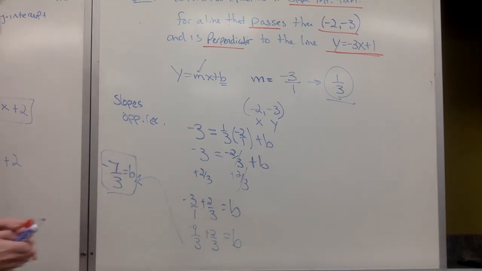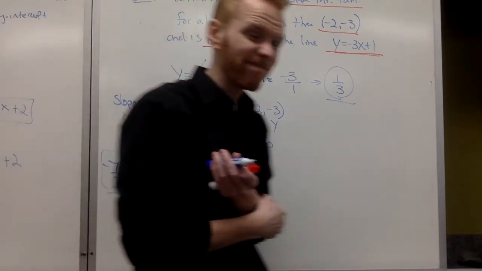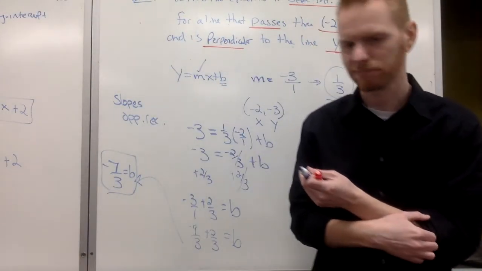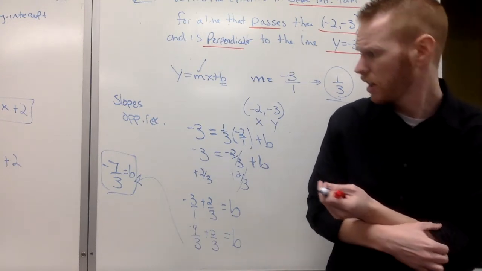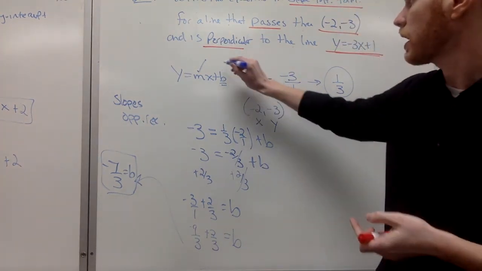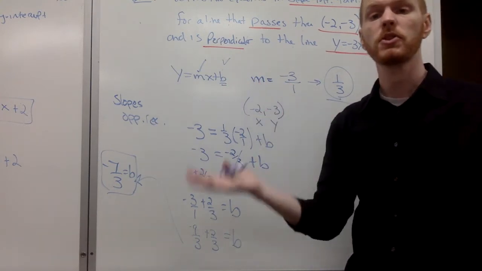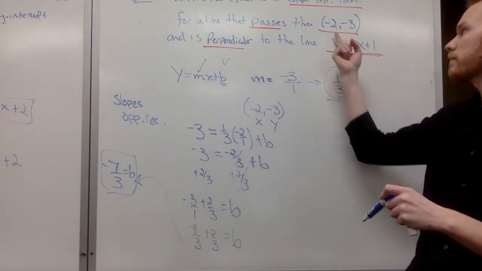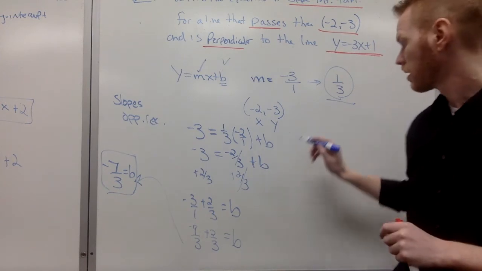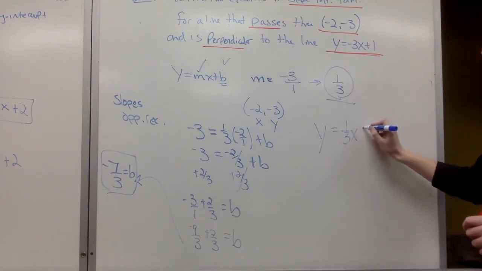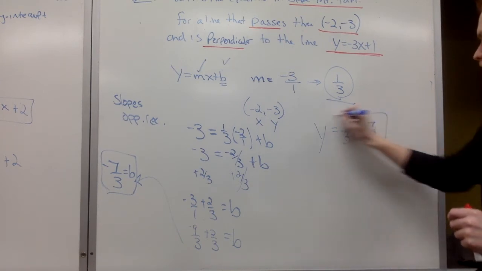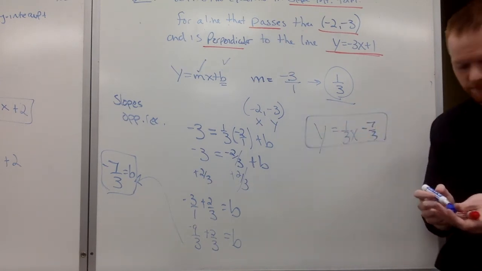Okay? Like I said, when you see thirds coming up, I probably wouldn't round or do a decimal. Just leave it as a fraction. You can work with it. Okay? Now, I have everything I need to create this equation, this mysterious line that goes through that point and is perpendicular to here. So the answer is going to be y equals 1/3 x, and it'll be minus 7/3. And that's it.